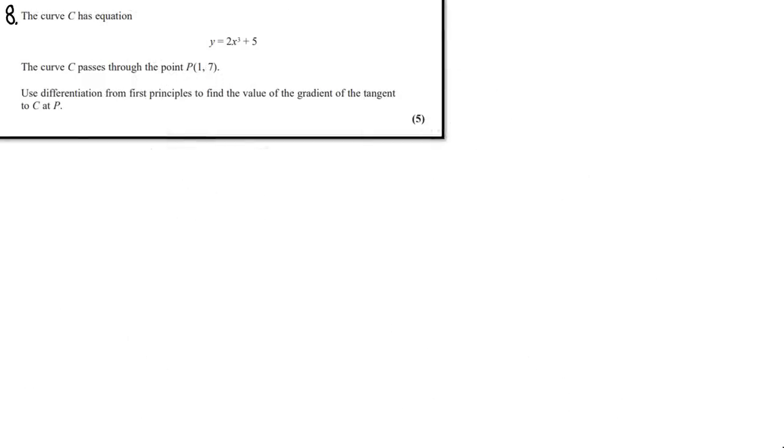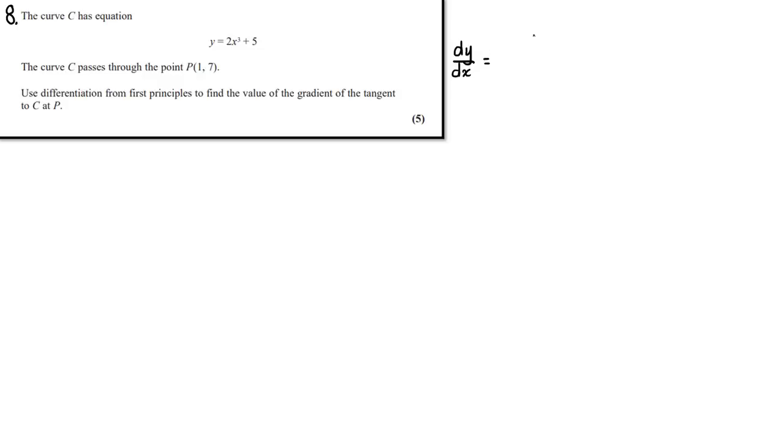Moving on to question 8 here, we have a question on differentiation from first principles. We've been given the curve C, which has this equation, y equals 2x cubed plus 5. We're told the curve C passes through the point P, which has coordinates 1, 7. And we need to use differentiation from first principles to find the value of the gradient of the tangent to C at P. So before we start this, let's just recall the formula that we use for differentiation from first principles.